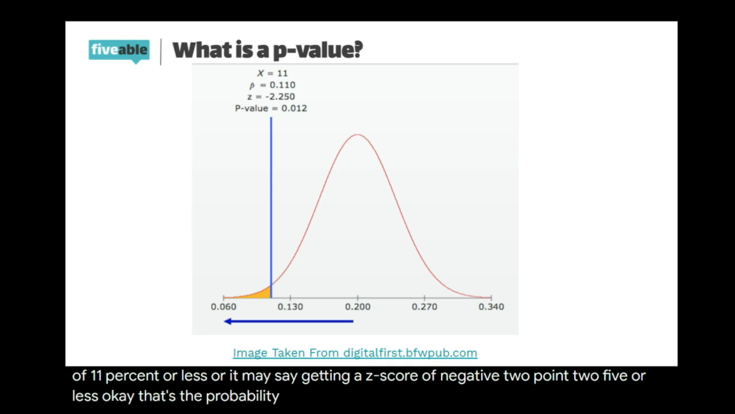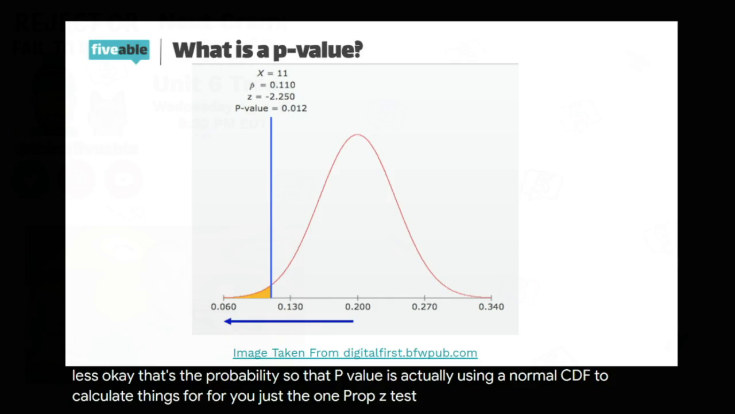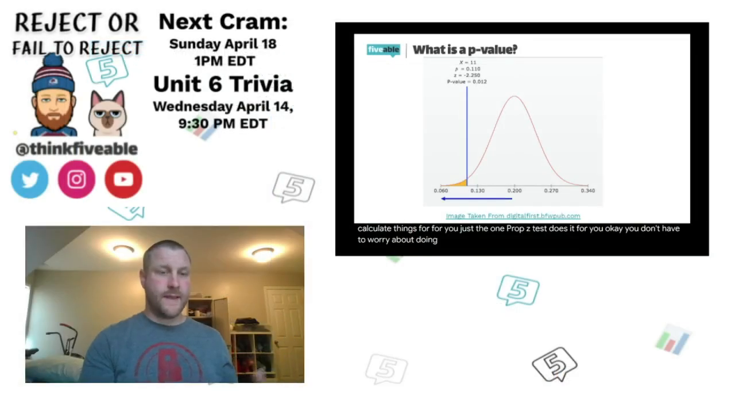That's the probability. So that p-value is actually using a normal CDF to calculate things for you. The one prop z-test does it for you, okay? You don't have to worry about doing all that.